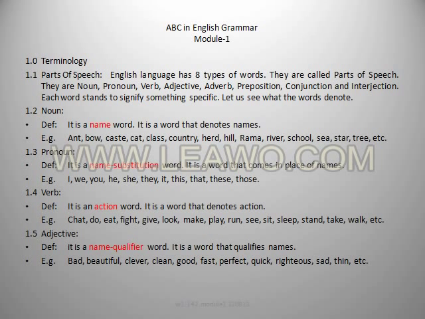Adjective. It's a name qualifier word. It's a word that qualifies names. Examples are bad, beautiful, clever, clean, good, fast, perfect, quick, righteous, sad, thin, etc.